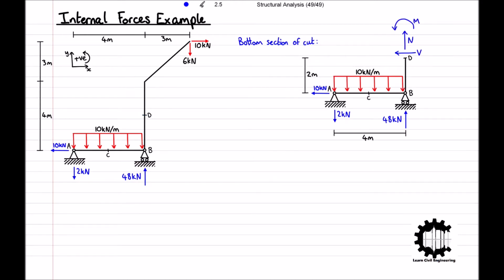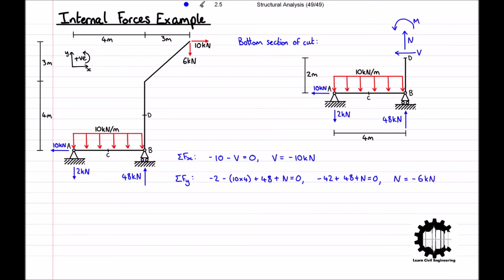Applying the conditions of equilibrium to solve for the unknowns, taking the x-coordinate direction to be positive, the sum of all horizontal forces is equal to -10 minus V, which equals 0. So we can instantly see that V is equal to -10 kilonewtons. Taking the y-coordinate direction to be positive, the sum of all vertical forces is equal to -2 minus 10 times 4 plus 48 plus N, which equals 0. So we can instantly see that N is equal to -6 kilonewtons.